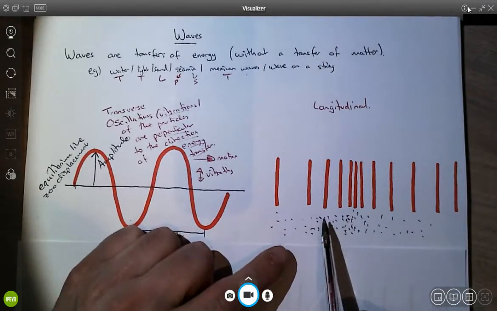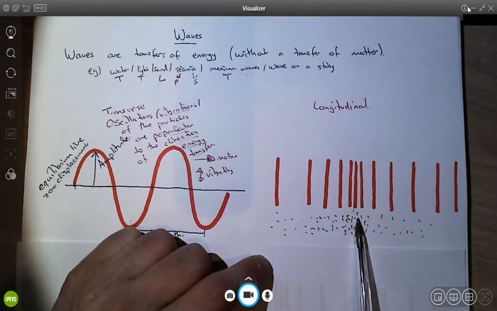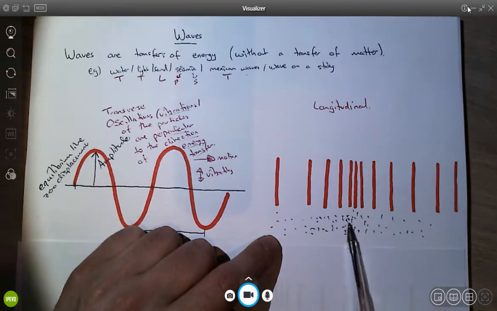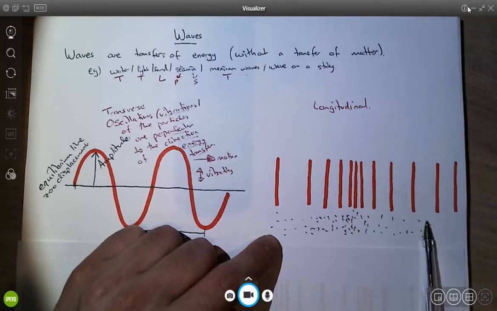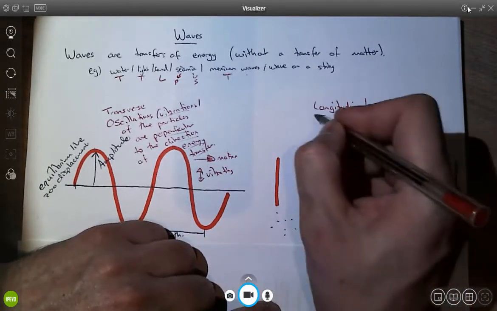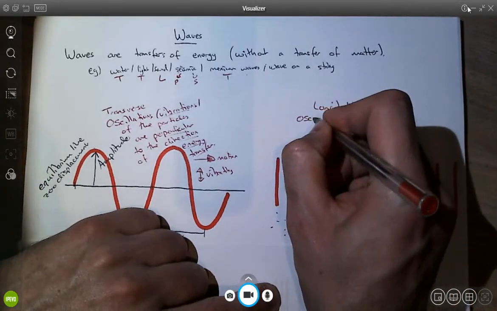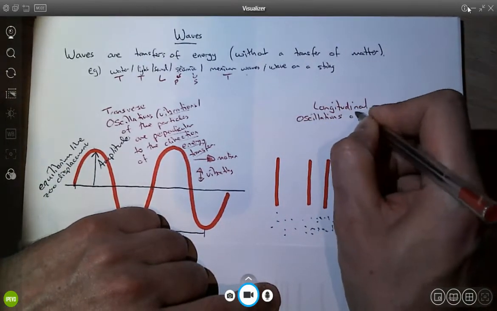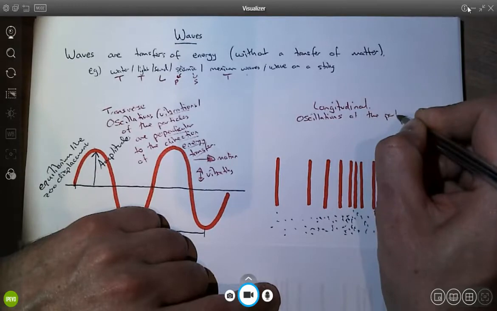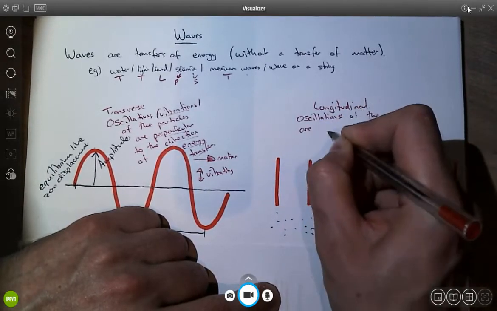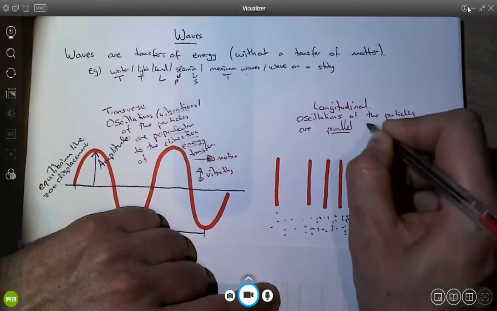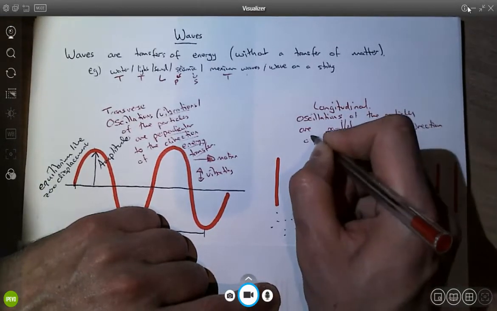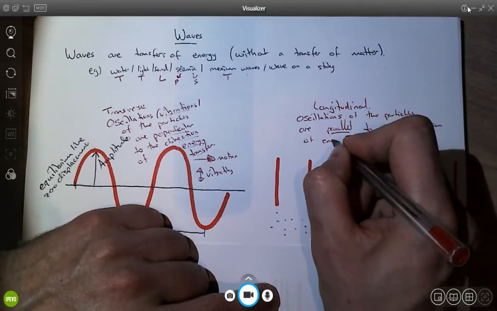And it's very much the particles moving forwards and backwards, becoming more dense and more close together, and then spreading out again. So the formal definition: the oscillations or the vibrations of the particles are parallel to the direction of energy transfer or wave motion.